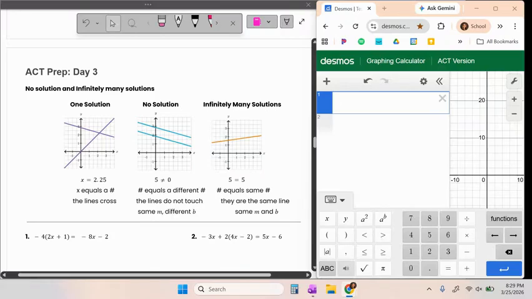All right. Hello, this is ACT Prep Day 3 notes. ACT Day 3 is where we're talking about no solution and infinitely many solutions.